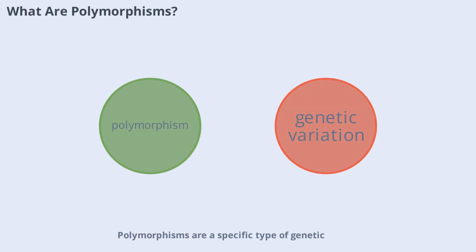Polymorphisms are a specific type of genetic variation that occurs commonly within a population. Unlike rare mutations, polymorphisms are present in at least 1% of the population. These variations can be as simple as a single nucleotide change, known as single nucleotide polymorphisms or SNPs, or involve larger segments of DNA. Polymorphisms contribute to the diversity seen among individuals, such as differences in appearance, blood types, or even how we respond to medications.